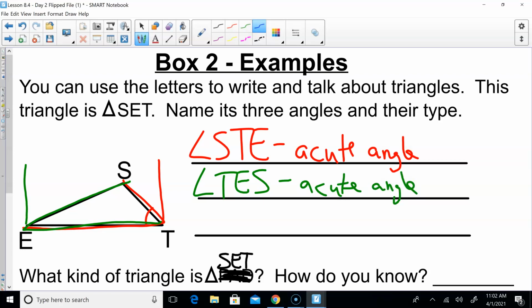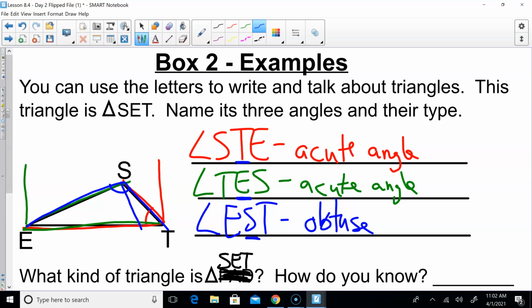And last but not least, we're going from EST. This looks like right here would be the right angle, and this goes above it, so this would be angle EST, which would be an obtuse angle. And notice that each one of the vertexes should be a different angle. That means we know we got all 3 of them covered. So what kind of triangle is SET? It would be an obtuse triangle, because it's got one obtuse angle.